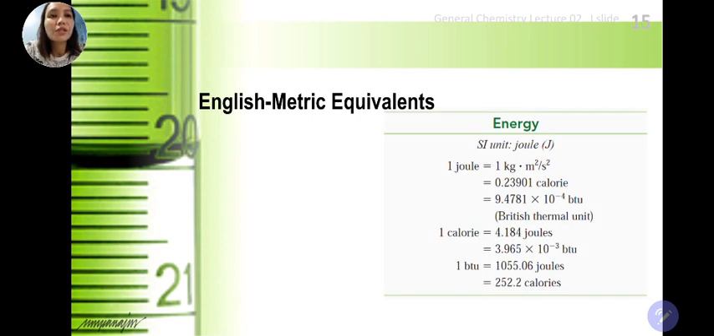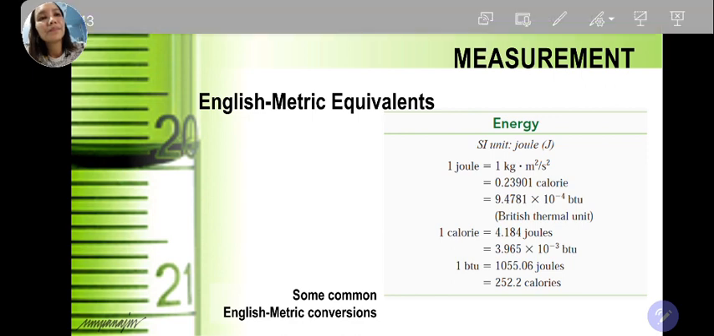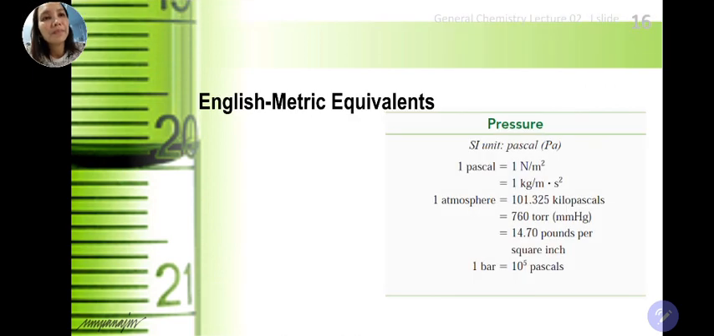So, these are the others for energy. Usually, ginagamit siya sa physical chemistry or physics na, yung mga energy unit. Ito yung calories to joules. Pressure. Sa mga ibang chemical equations, ginagamit siya, or chemical formulas, and in determining the answer for chemical problems in chemistry.